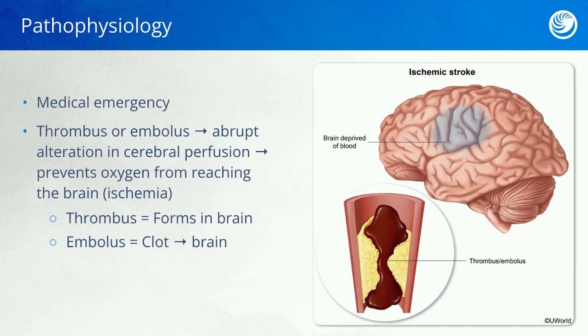So look at my picture on the right. We're going to have an area of ischemia. Now, when this area of ischemia happens, you're going to have cell breakdown and cell death, which is what causes cerebral edema and further dysfunction in our patient.